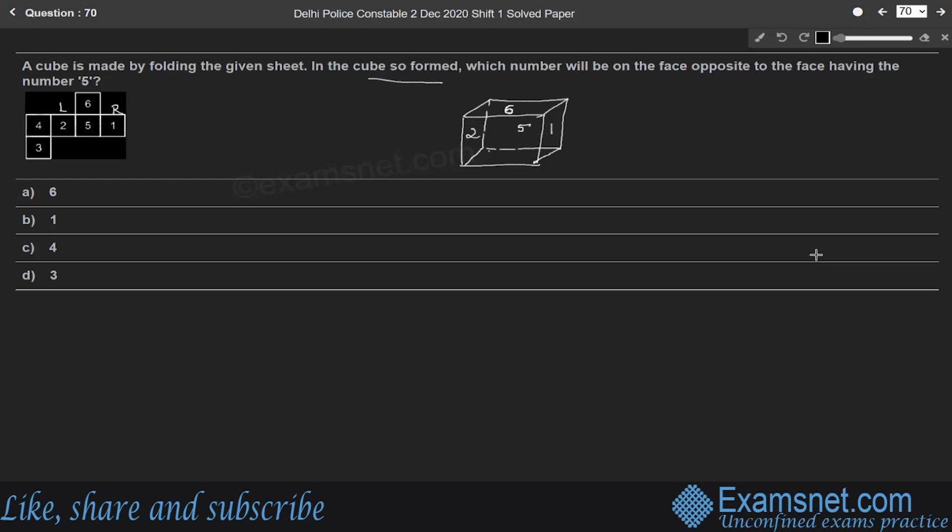Right. So what is the remaining? Yeah. 4 becomes the front face. I'll write here only. Front face, 4. Right. And 3 becomes the bottom face. Right. So what is asked in the question? Which number will be on the face opposite to the face 5? Since 5 is the hind face, its opposite face is the front face, which is 4. Therefore, option C, 4 is opposite to face 5.